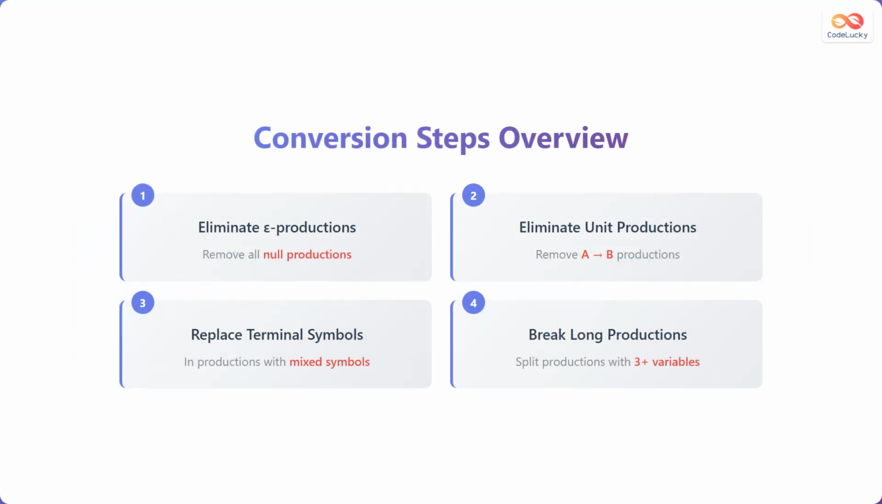To convert a context-free grammar into Chomsky Normal Form, follow these 4 steps. Step 1. Eliminate epsilon productions, that is, remove all null productions. Step 2. Eliminate unit productions, that is, remove productions of the form A derives B. Step 3. Replace terminal symbols in productions that have mixed terminal and variable symbols. Step 4. Break long productions, or split productions that have 3 or more variables on the right-hand side.